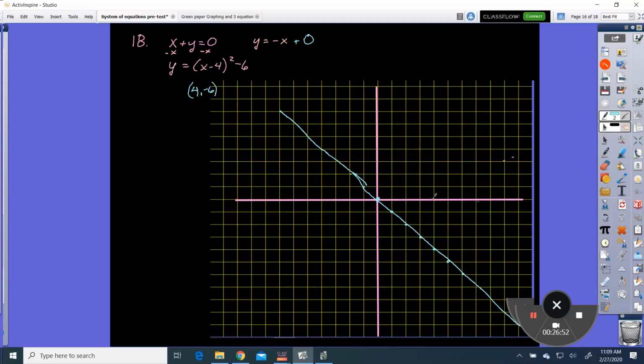So 1, 2, 3, 4, 1, 2, 3, 4, 5, 6. I should write that here. That's a 6, that's a 4. 1, 2, 3, so that somebody else walking along, if they only saw the picture, they'd be like, oh, they're counting by ones.